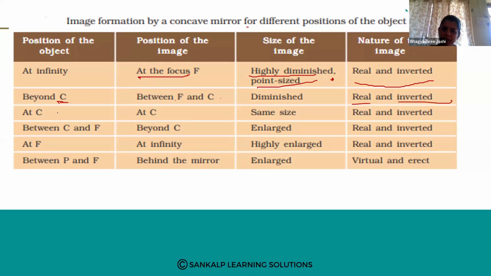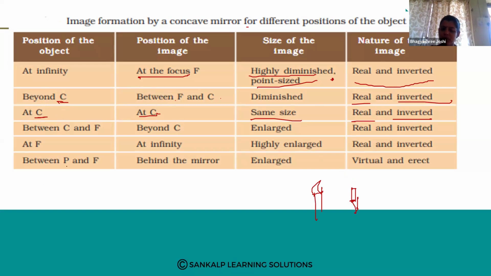Remember, when you keep an object at C, then the image will form at C only and it is of the same size, but it is real and inverted. Inverted means what? Upside down. Erect means upright. Inverted means it is downward. So this is how an inverted object looks, exactly upside down, right? So that is inverted.